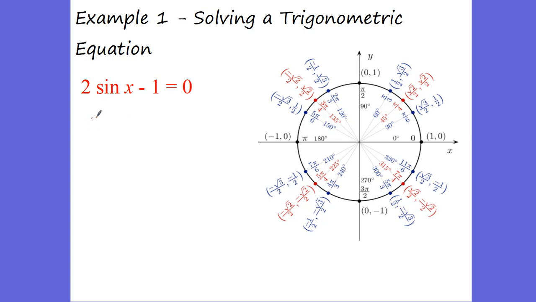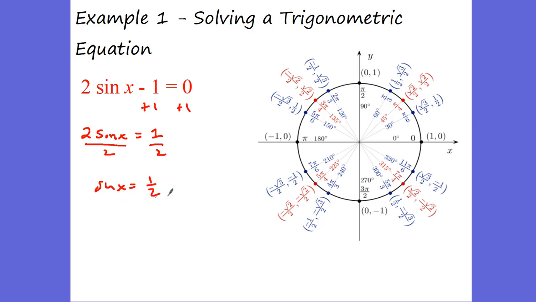So we're just going to do some algebra here. So you can see 2 sine of x minus 1. So what are we going to do? We're going to add 1 to both sides. So we have 2 sine of x is equal to 1. Then we're going to divide by 2. And so it says sine of x is equal to 1 over 2.